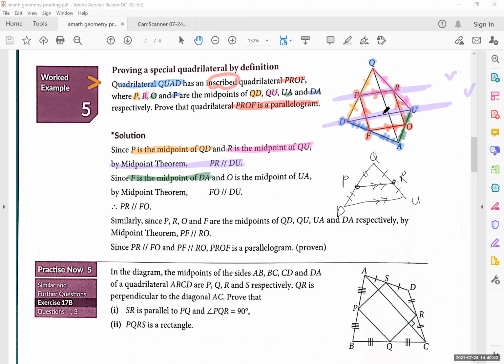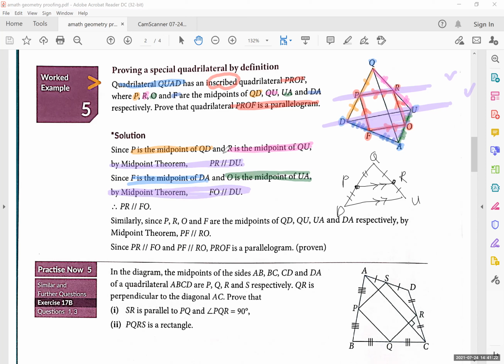Okay, got it. Next, the next one they tell me is that F is a midpoint of DA. Wait, sorry, F is in blue. So it's in blue. F is a midpoint of DA, and O, in green, is a midpoint of UA. So it's the same thing already. So if we know by midpoint theorem, therefore we can say that what? Who is parallel to who? Because right now we are focusing on this triangle. So who is parallel to who? FO parallel to DU. Yeah, so far you all understand now?